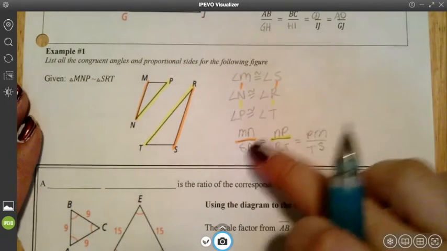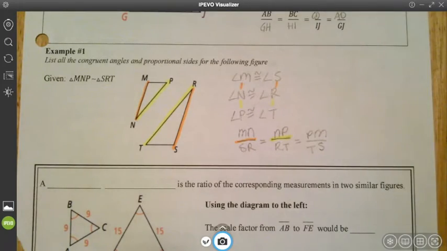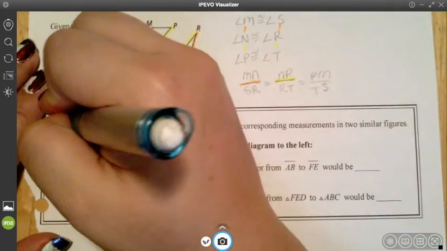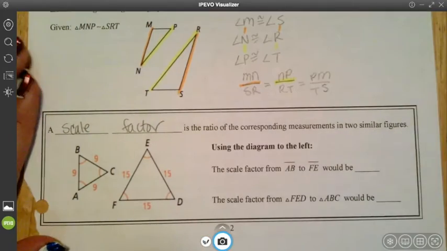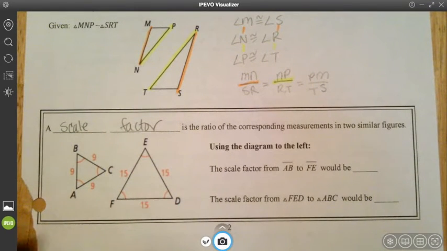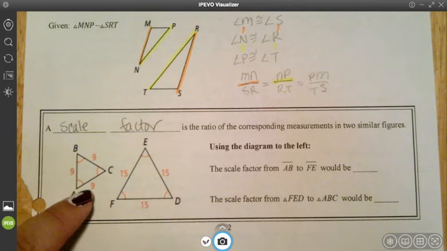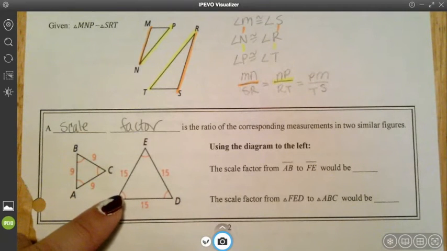So what these ratios give us, each ratio gives us what's called a scale factor. A scale factor is the ratio of the corresponding measurements in the two similar figures. So what does that mean? It means if I take one of the figures and one of those corresponding sides, I should be able to find the number that I need to multiply in order to get the other figure's corresponding side.